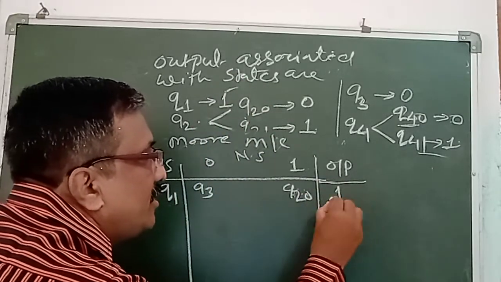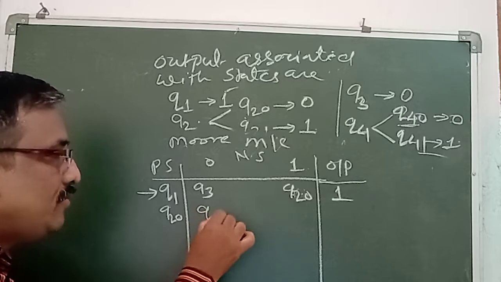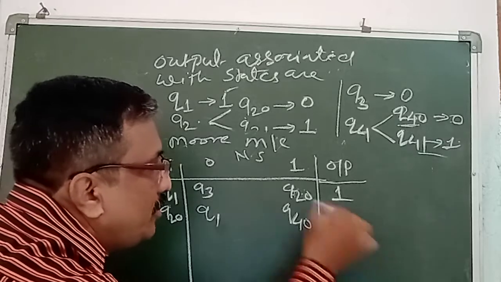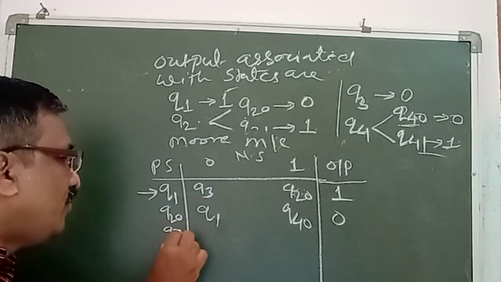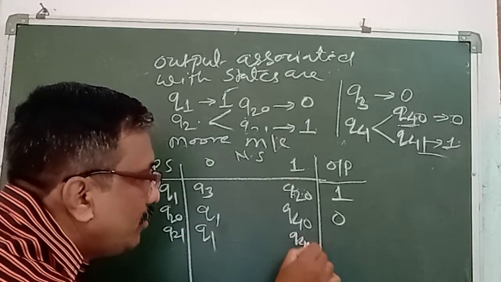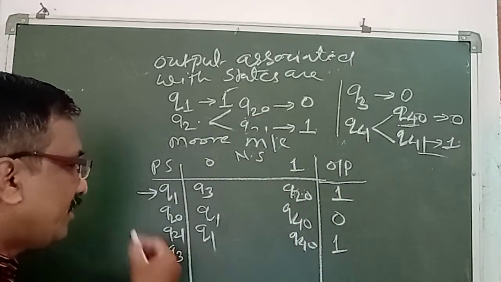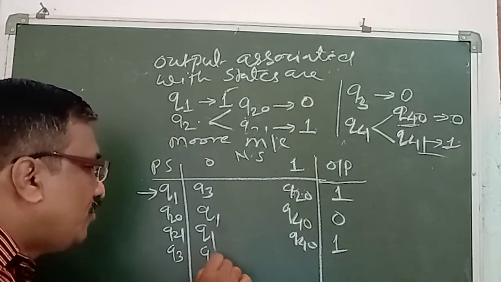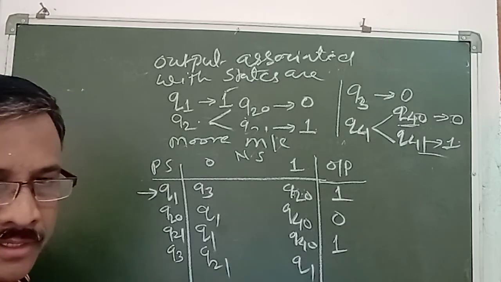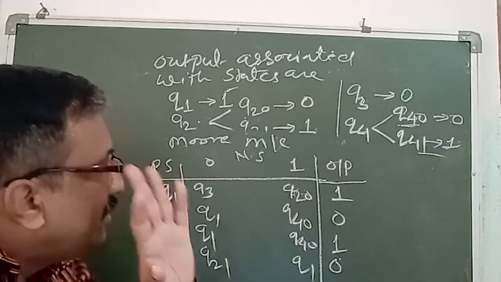We write output here 1, and for state Q2, next state transition is Q1 and Q4 0, and Q2 0 will show output 0, and for Q2 1, its next state transition will remain same, Q1 and Q4 0, but output is 1, correct. Similarly for Q3, its next state transition is Q2 1 and Q1, and output is 0. Q3's output is 0.